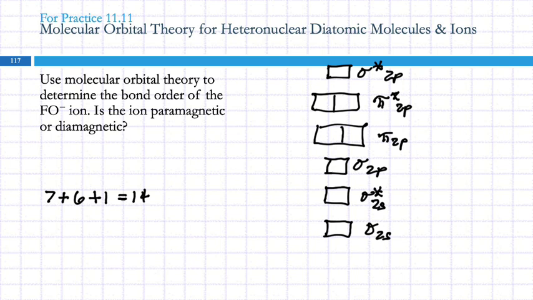This is the same as the first step in writing a Lewis structure. Figure out how many valence electrons. It's the group number. The trickiest part is if you have a charge, remembering that negative means you add and positive means you subtract. So 14 electrons. 1, 2, 3, 4, 5, 6, 7, 8, 9, 10, 11, 12, 13, 14.